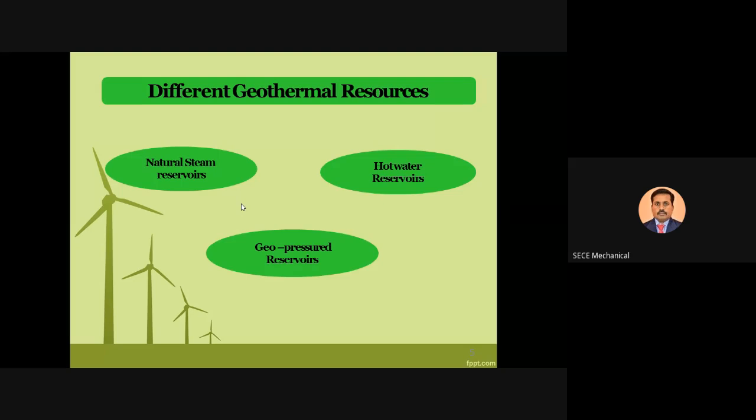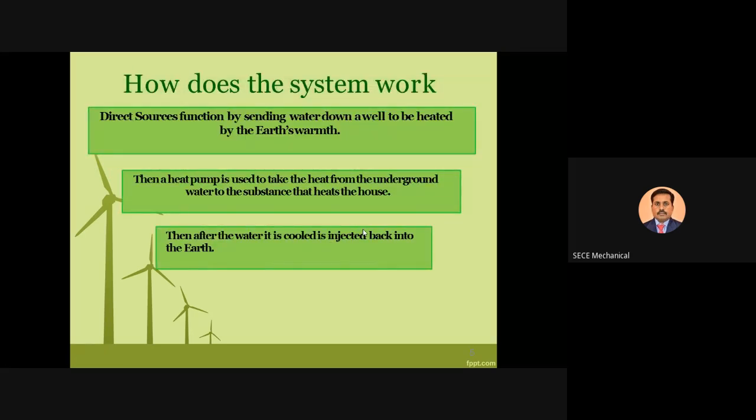So in this way, there are three different types of geothermal resources normally available in the earth. One is in the form of steam, second in the form of hot water, and third in the form of pressurized water. So with the help of these three resources, we can develop power. How does the system work?